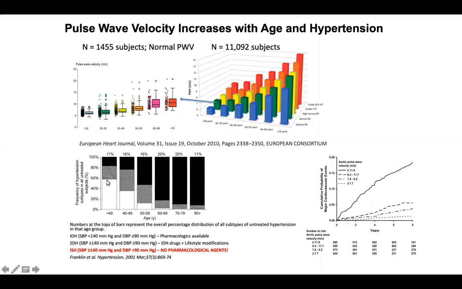The other thing that happens is that this stiffening coincides with a shift in the type of hypertension that individuals experience, going from mostly isolated diastolic hypertension in young individuals to mostly isolated systolic hypertension, which is the closed black bar, in the elderly. And this isolated systolic hypertension is quite difficult to treat because most of the drugs in our pharmacopoeia are developed and designed to target isolated diastolic hypertension or the combination systolic-diastolic.